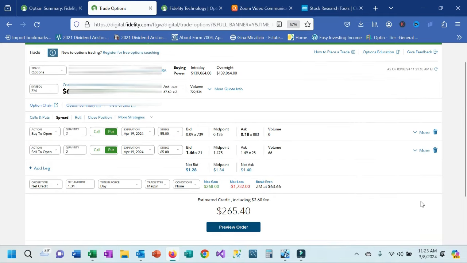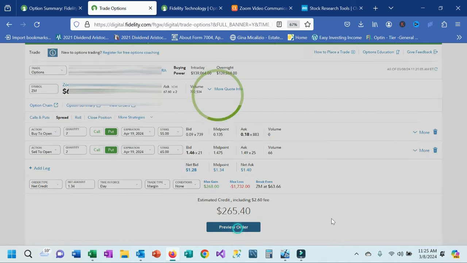And again, pretty much everything you see on this page, the bid, midpoint, ask, someone has bid it, and someone else has put a limit price out there a little bit higher. That's why you have the difference between the bid and ask, and the midpoint's right in the middle. So at this point, I'm ready to make this trade. Let's go ahead and preview the order.